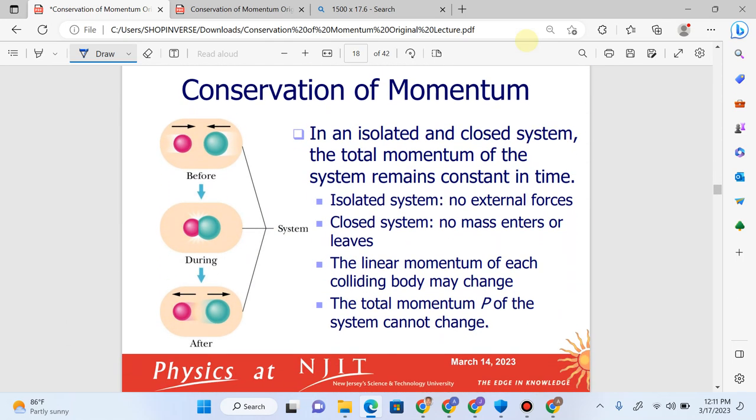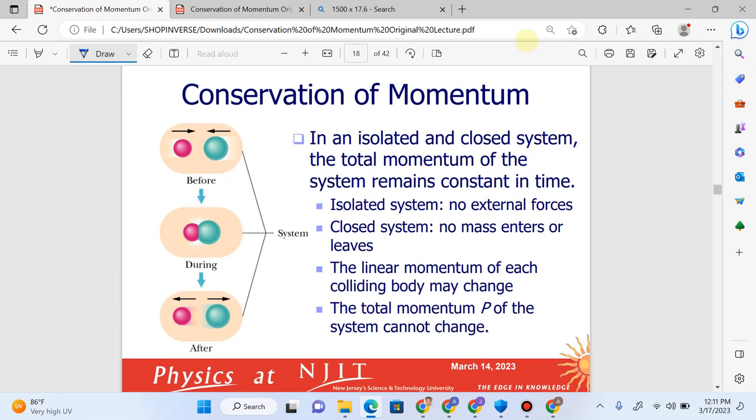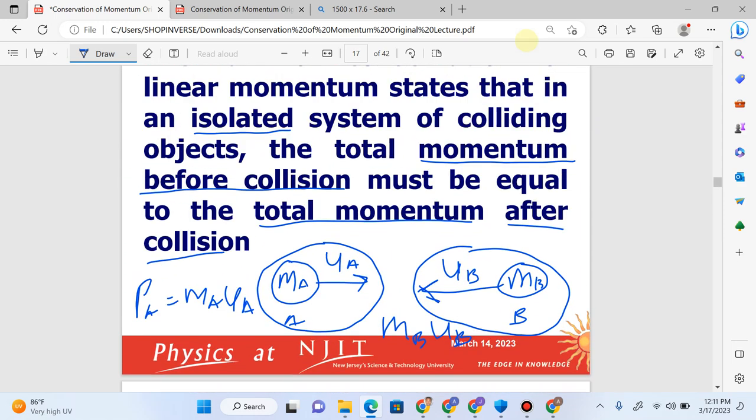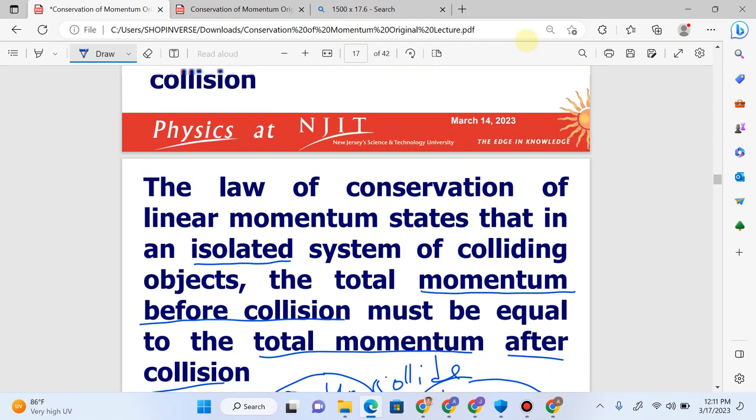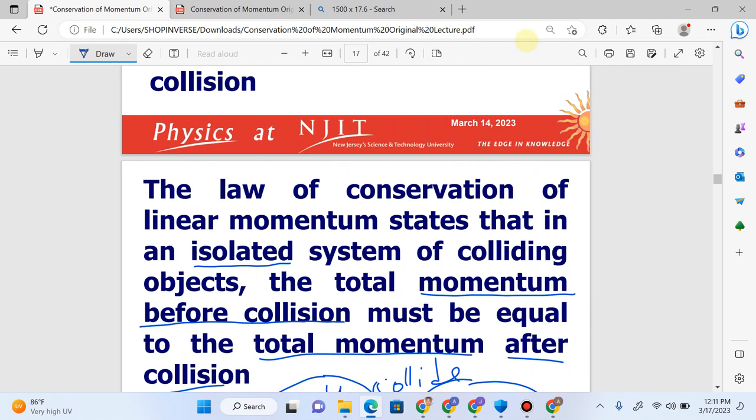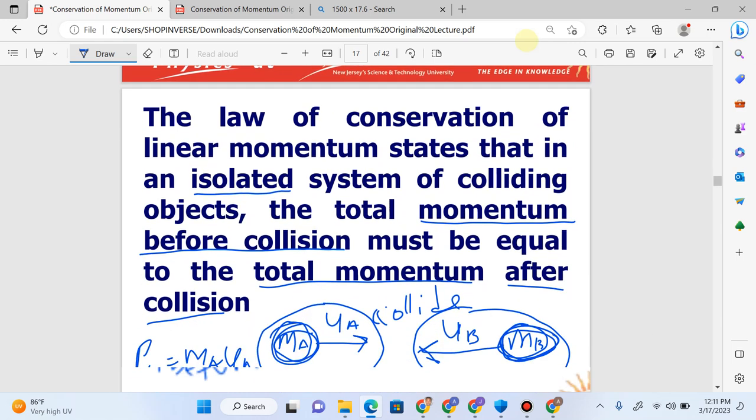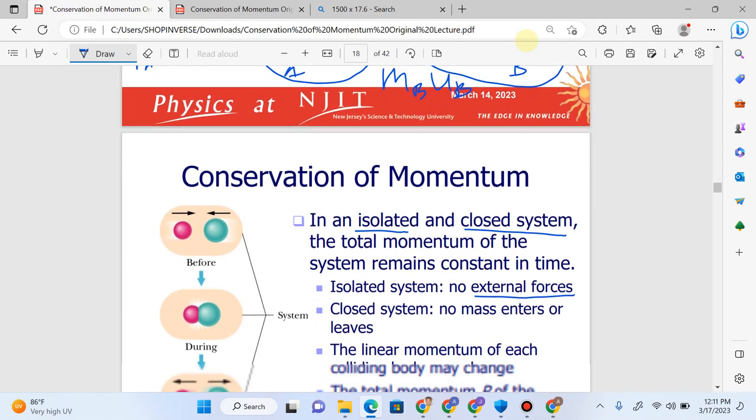So according to the law of conservation of linear momentum, the law says an isolated system, or you can call it a closed system. When I say isolated system, that means there is no external interference, no external force acts on the system, just these two objects that are going to collide against each other. So when they collide, what happens? That's what this law states: the total momentum before collision is equal to the total momentum after collision. You can also say the total momentum after collision equals the total momentum before collision.